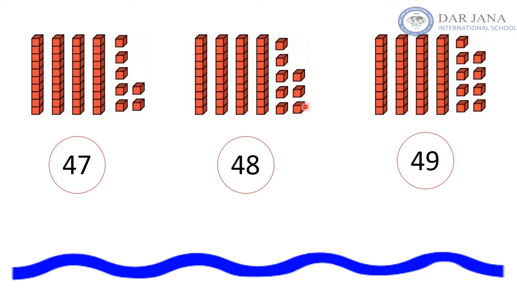So let's count the ones place for 48. 1, 2, 3, 4, 5, 6, 7, and 8. When we add 1 more, it will be 9. Let's check. 1, 2, 3, 4, 5, 6, 7, 8, and 9. So it's 49.